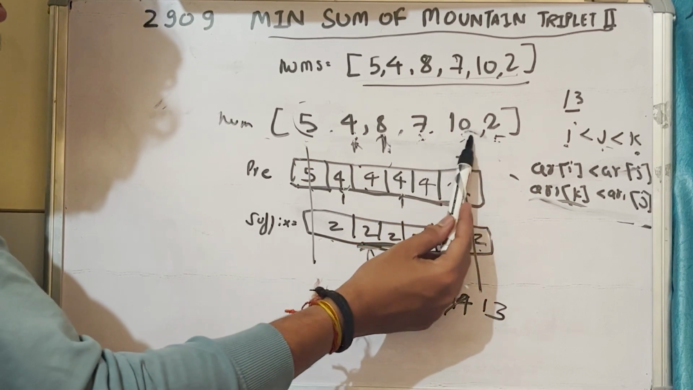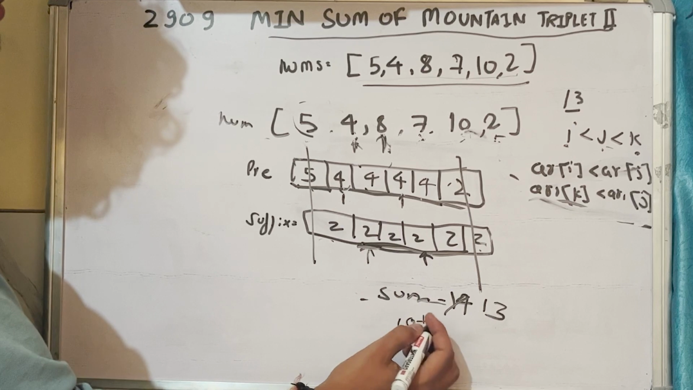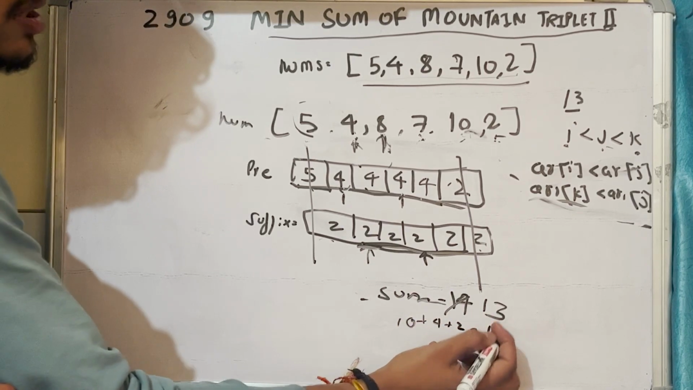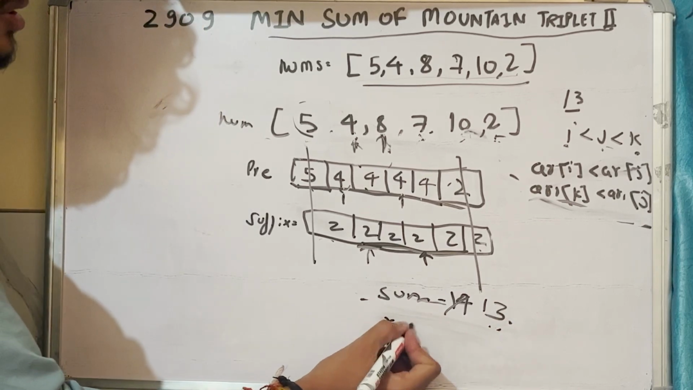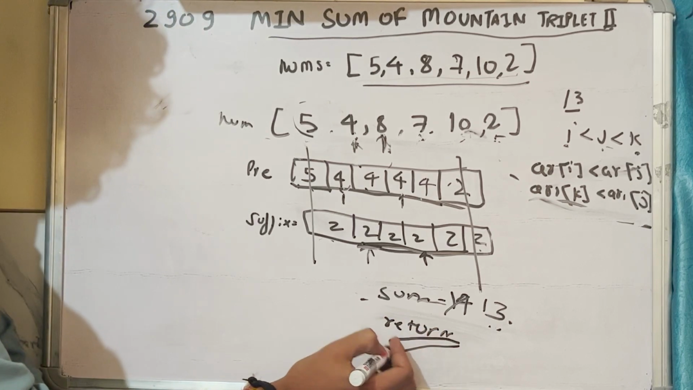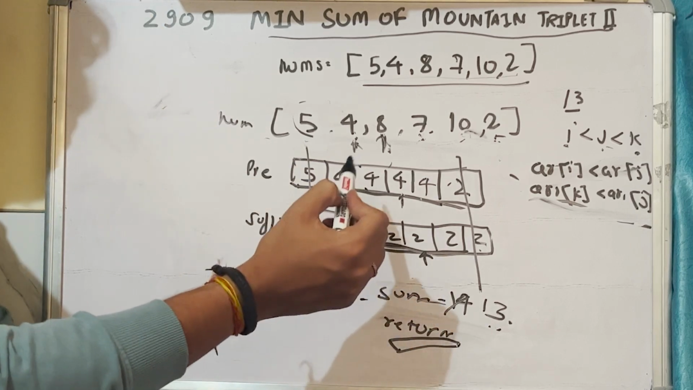Then we will check 10. If 10 is greater than 4 and 2, yes, the sum will be 10 plus 4 plus 2, which will be 16. But is 16 less than 13? No. So we'll just keep 13 as the answer and return it. I know the intuition was not that easy, but as you can see, you just have to check the condition. The question is simple.